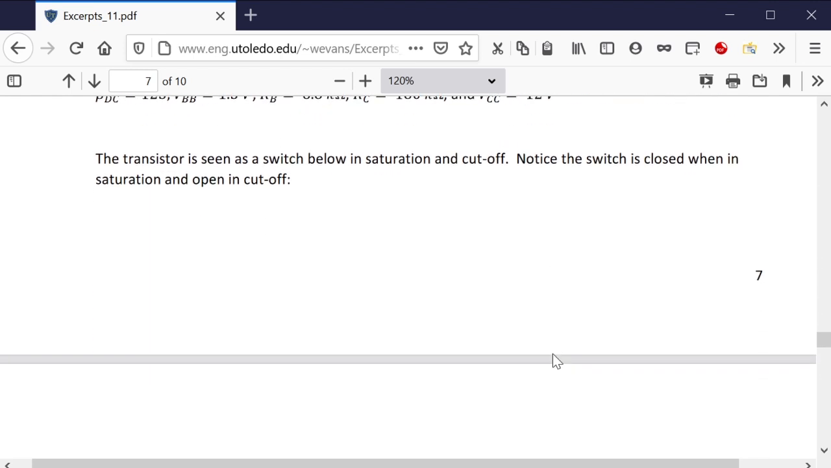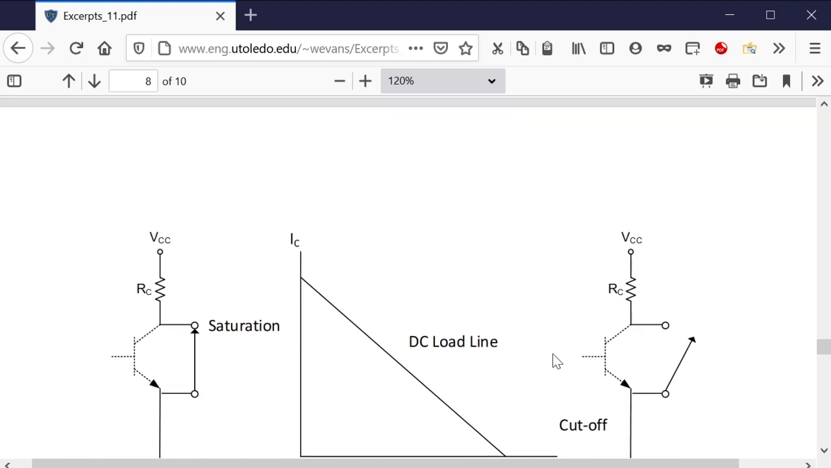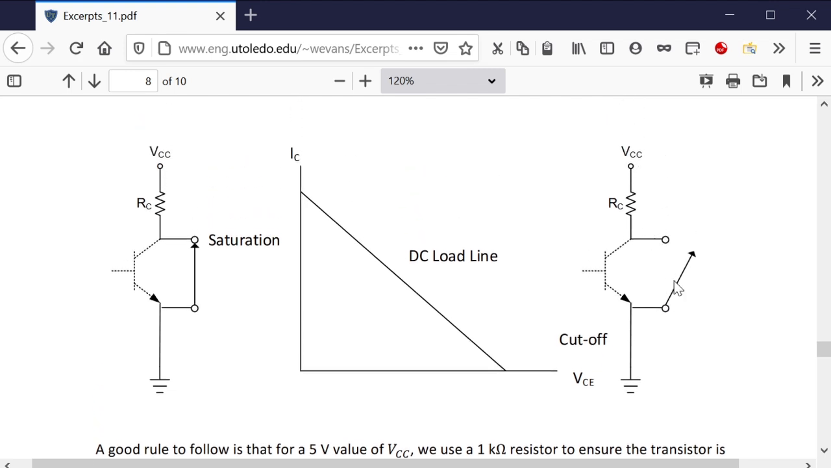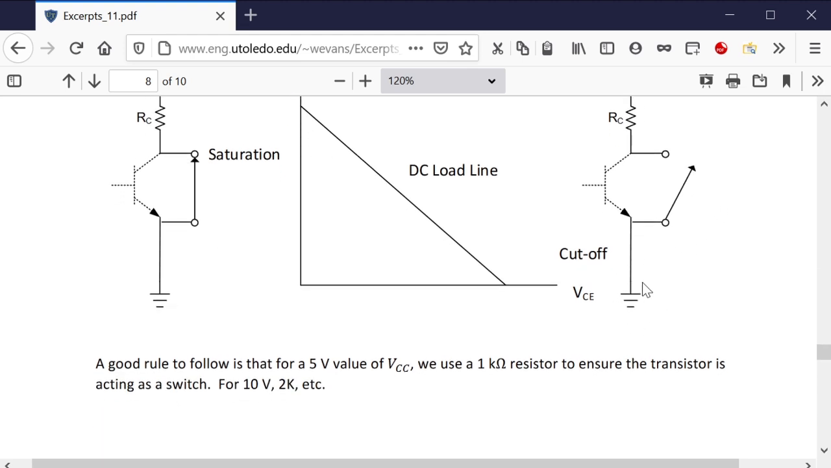Okay, so again, we're going to go down through and look at some other examples as well. In cutoff, there is no current, and the voltage acts like we're down in this range right here. So in saturation, it acts like a closed switch. In cutoff, it acts like an open switch, there's no current flow, and all of our voltage is across from here to here.